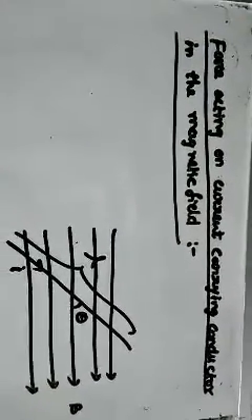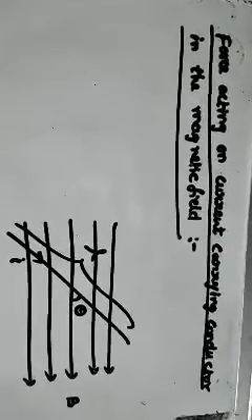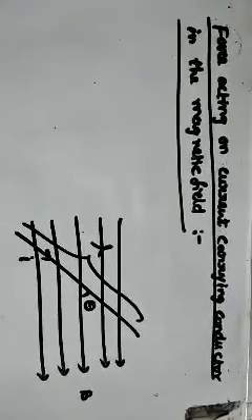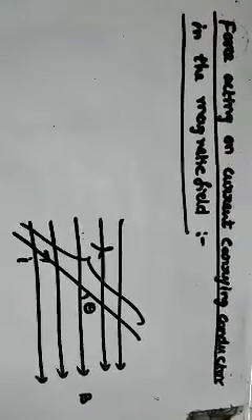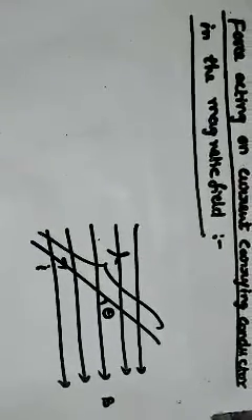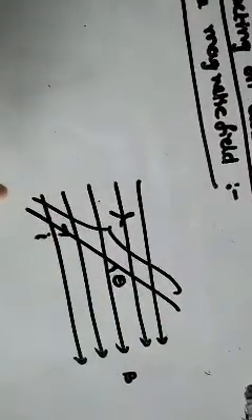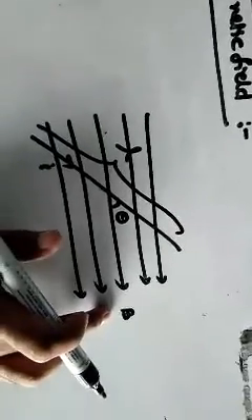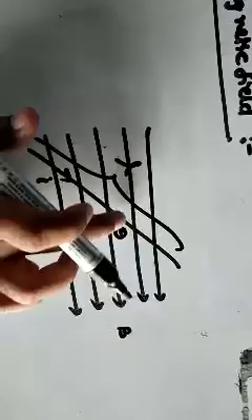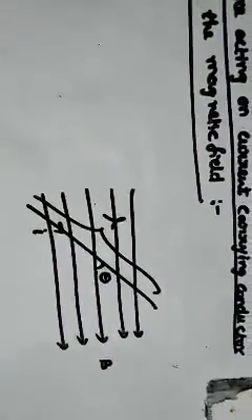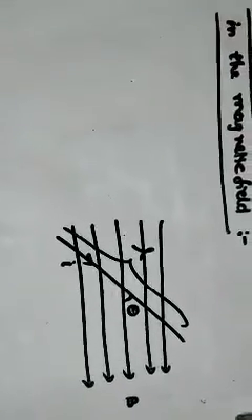Coming to this next concept: force acting on a current carrying conductor kept in a uniform magnetic field. Previously we studied the force acting on a charged particle kept in a magnetic field, F is equal to BQV sine theta. Now it is a current carrying conductor of length L carrying a current I, kept in a uniform magnetic field of induction B, making an angle theta. That means the length of the conductor makes an angle theta with the magnetic field. So now what is the force acting here?